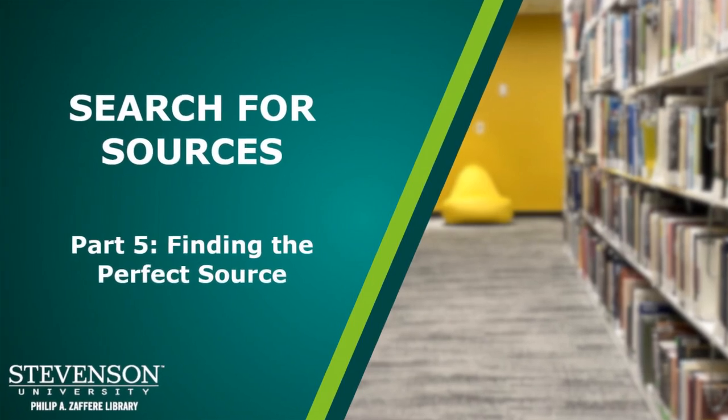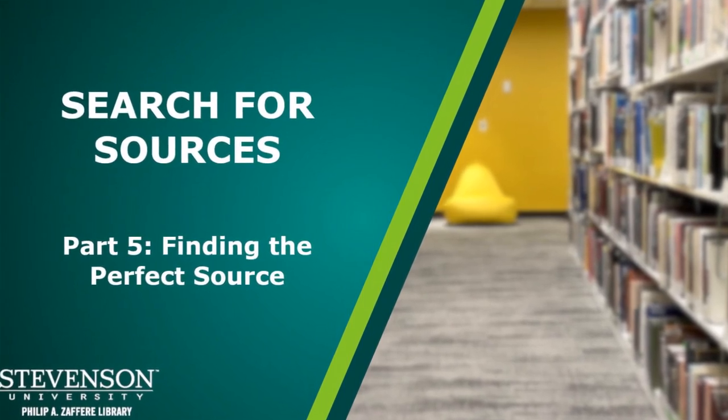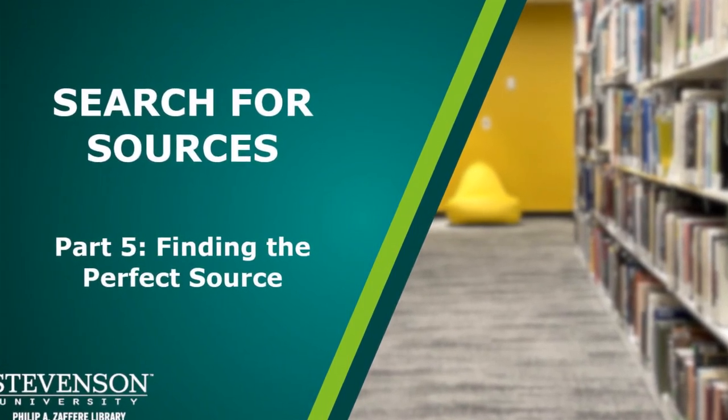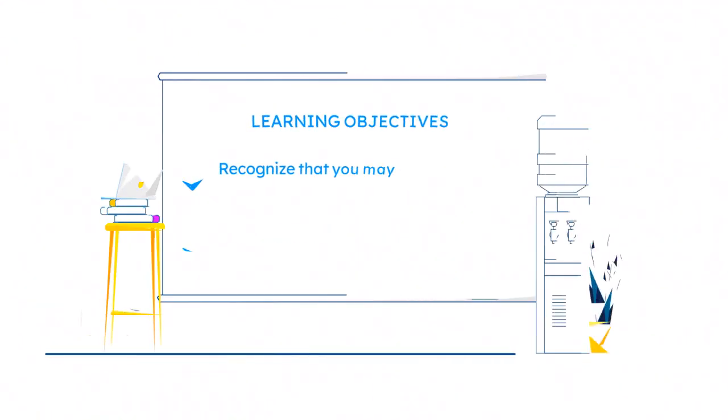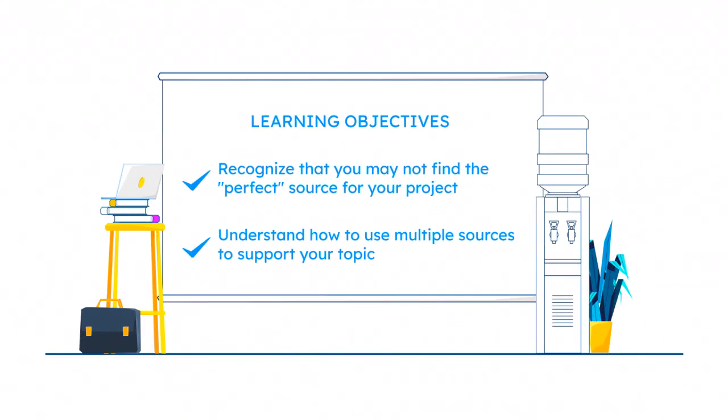This tutorial is on finding the perfect source. It is part 5 in our Search for Sources series. After watching this tutorial, you'll recognize that you may not find the perfect source for your project and understand how to use multiple sources to support your topic.